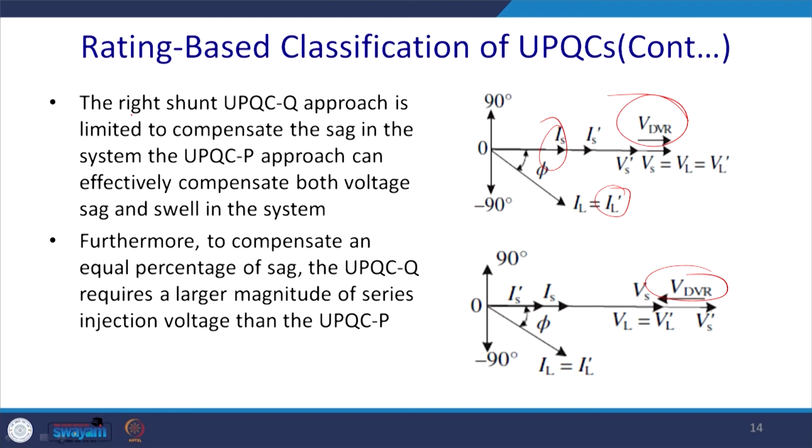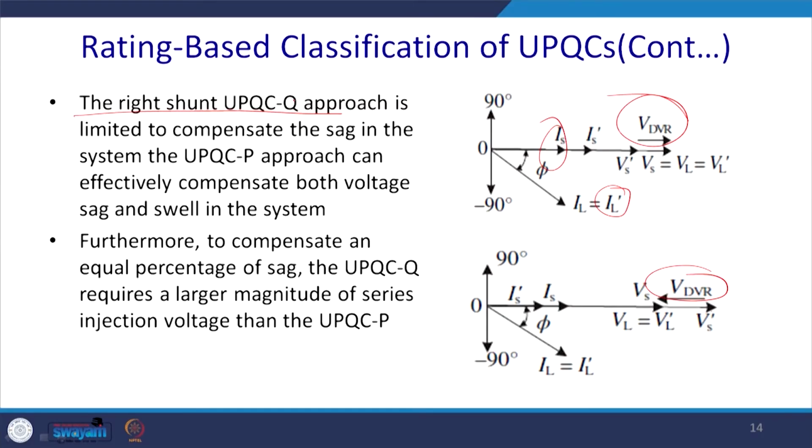We assume that it is a right shunt compensation. All the assumptions and our discussion are based on the right shunt. Left shunt we generally do not use. The UPQC Q approach is limited to the compensation of the sag in the system. The UPQC P can effectively compensate both voltage sag as well as voltage swell of the system.